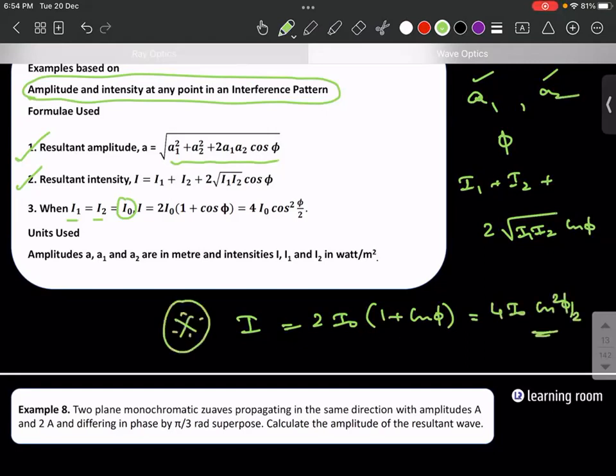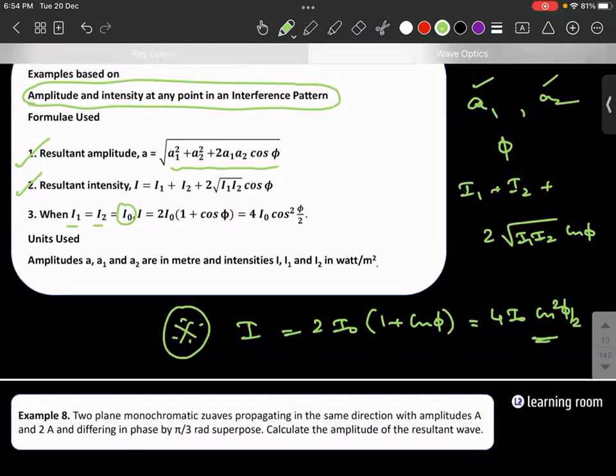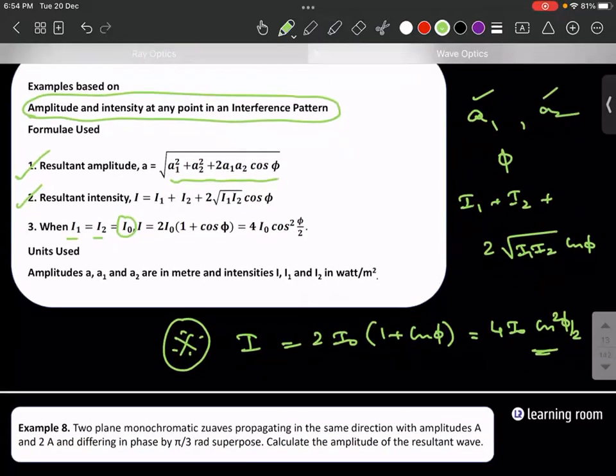This is a very, very, very important condition. So we are going to see problems which are based only on this concept. Let us solve 2 to 3 problems for today.